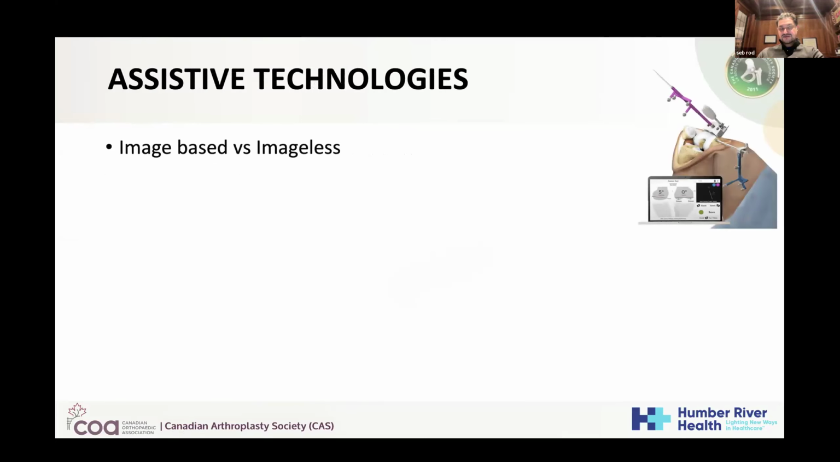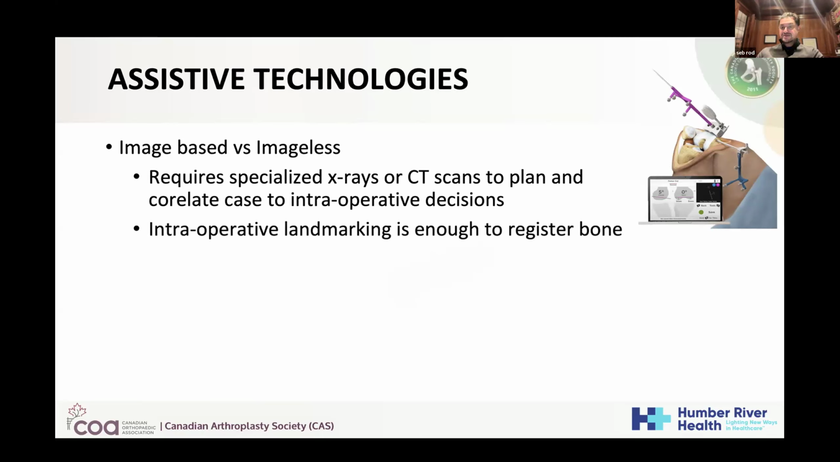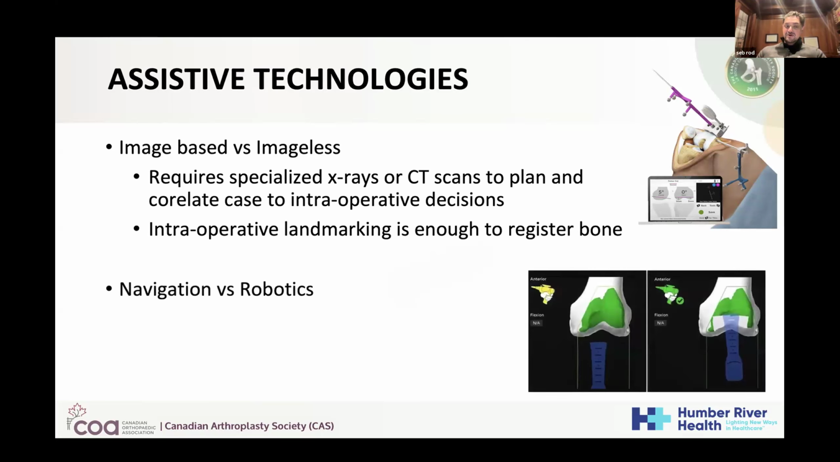So when we talk about assistive technologies, what are we really talking about? Two broad categories would be image-based or imageless. This basically dictates whether you are required to get specialized X-rays or 3D imaging like CTs and MRIs to plan the case beforehand, or if you can just use bony landmarks intraoperatively to register the technology. So if it's imageless, usually intraoperative landmarking is enough just to register the bone.